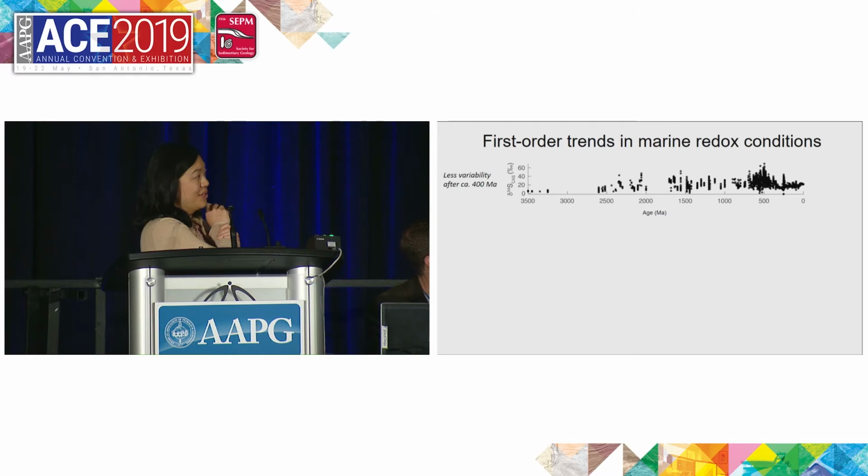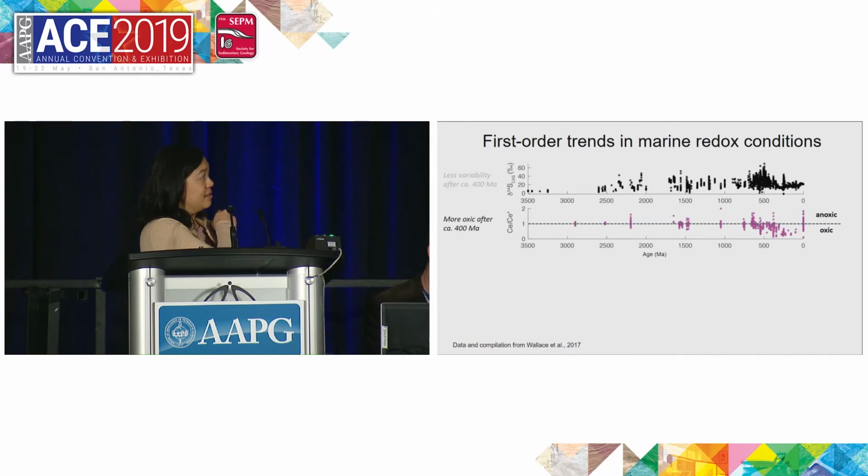The main first order trend I want you to notice is that there appears to be a decrease in variability after about 400 million years ago. So a lot of noise, and then it seems to quiet down a bit. Now, sulfur has many ways you can interpret it, but one of them could be an increase in the sulfate reservoir of seawater. That would require an increase in oxygen in the oceans as well.